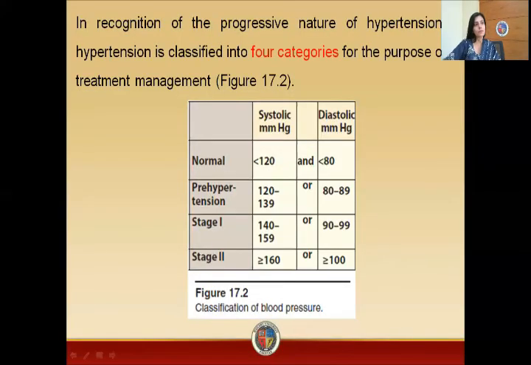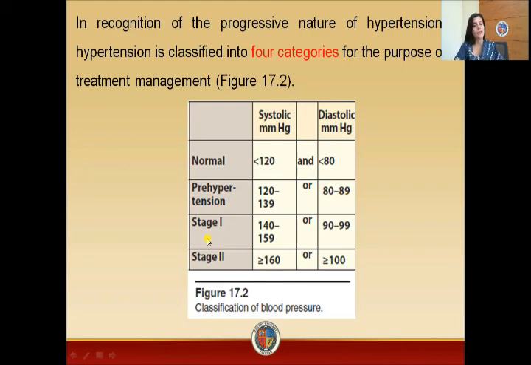So students, we can classify hypertension into two main stages, stage 1 and stage 2. Until now, we are clear that normal blood pressure is a systolic blood pressure of less than 120 mm of mercury and a diastolic of less than 80 mm of mercury. In case of pre-hypertensive conditions, the systolic blood pressure is from 120 to 139 mm of mercury, and the diastolic is from 80 to 89.